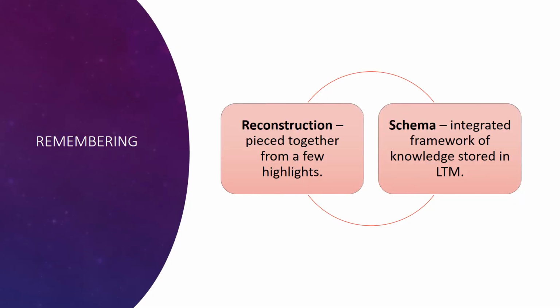The other thing that we do sometimes, and we're going to talk about this a little bit more in the next module, but we remember things by piecing together a few highlights. So in other words, when we say memory is a reconstruction, we're basically saying that we don't remember all of the details exactly as they appear. We piece together the things that are important and relevant to us.